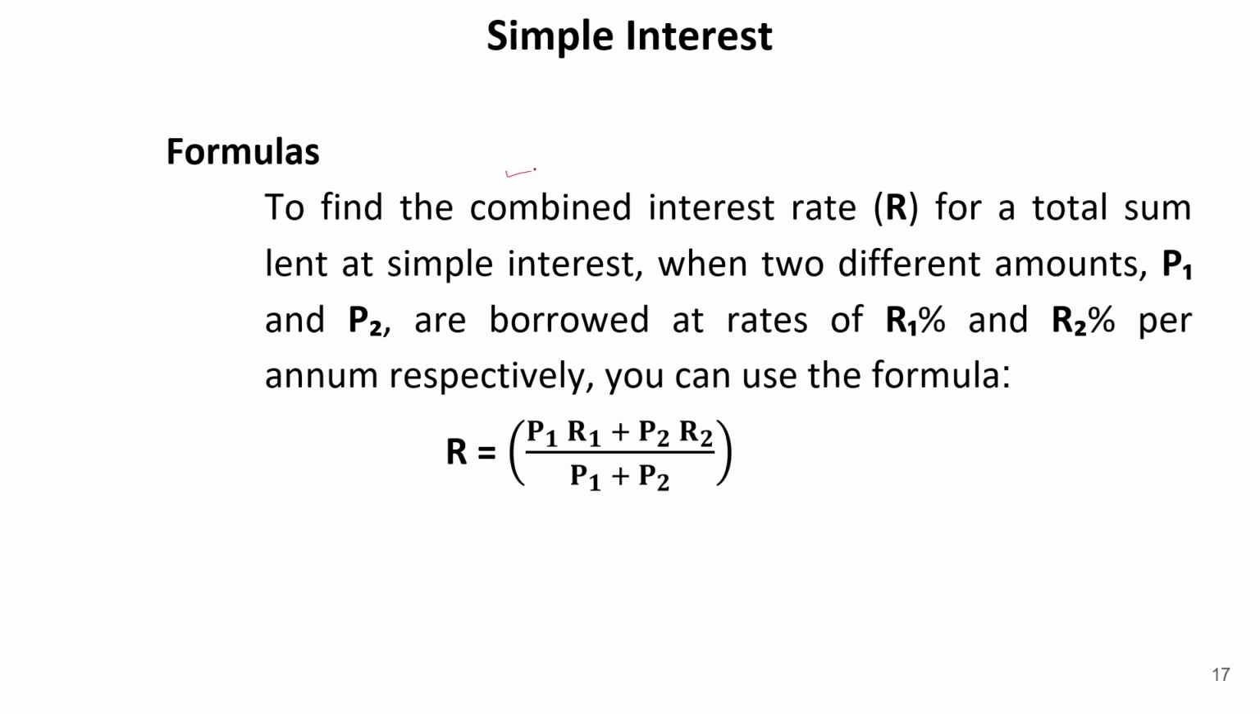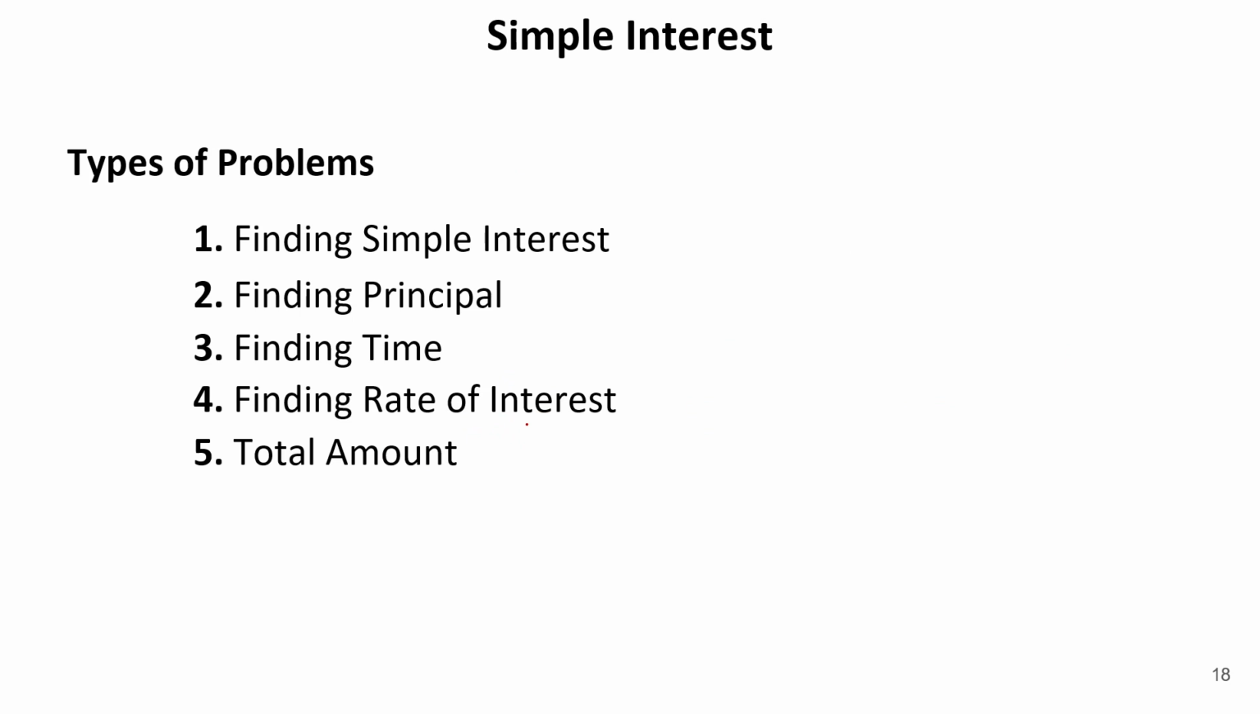So to find the combined interest rate for a total sum lent at simple interest, when two different amounts p1 and p2 are borrowed at interest rates r1% and r2% per annum respectively, you can use the formula (p1 r1 plus p2 r2) whole by (p1 plus p2). This is equal to r, that is the interest rate.